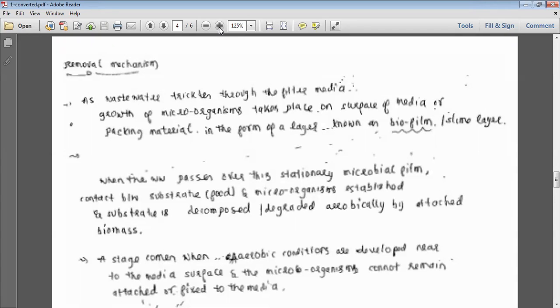This thing you have to write in the exam. What is the removal mechanism? I already told you generally. I will just read it: the mechanism is as the wastewater trickles through the filter media, sometimes we call it media.